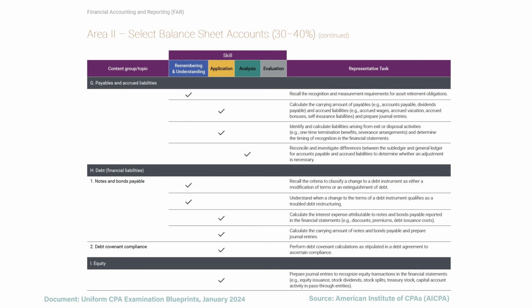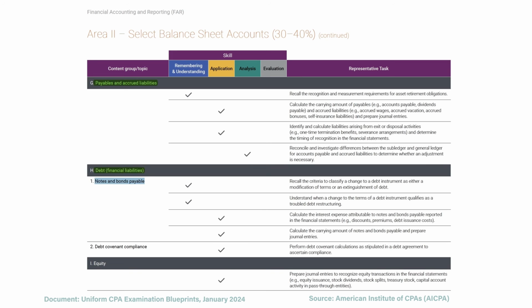Now we move to the liability section of the balance sheet and move to payables and accrued liabilities. So we need to know how to record accounts payable, dividends payable, accrued wages, all of the journal entries for any kind of payable. That's the most important thing within this section.